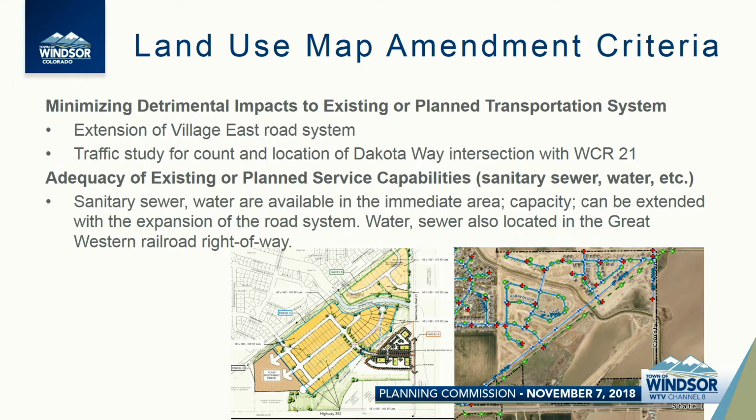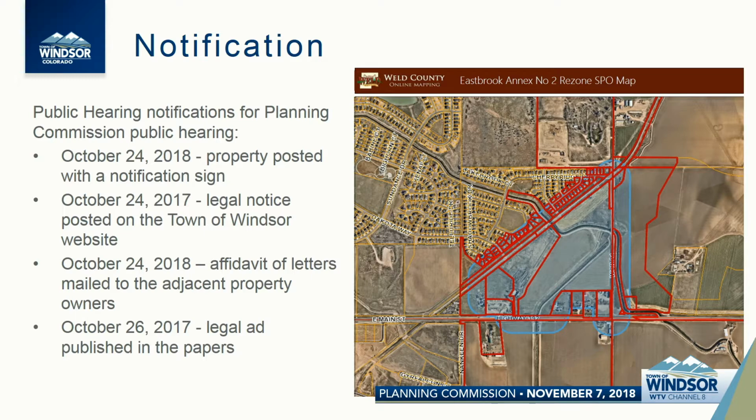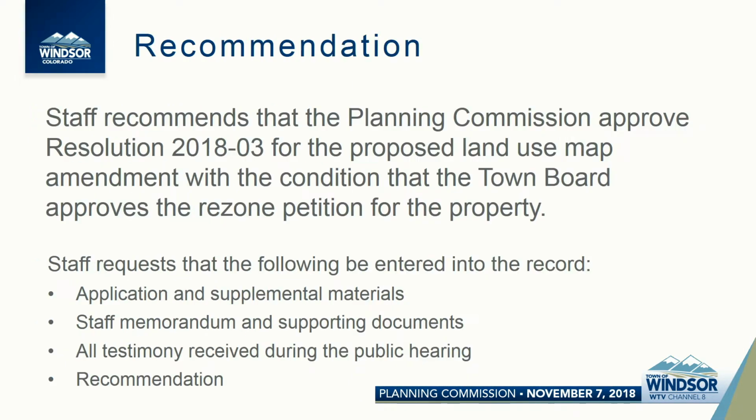And then for adequacy of the existing or planned public utilities, that's your sanitary sewer utilities, they are in the immediate area, both in the Great Western Railroad right-of-way and also in the road system with that Village East subdivision to the west. So this public hearing was notified, similar to the rezone, and there was not a public meeting held for this, but with the public meeting that we had for the rezone, we discussed that this land use map amendment was occurring. So the recommendation here is to have the Planning Commission approve resolution 2018-03 for the proposed land use map, on the condition that the town board approves a rezone petition for the property.